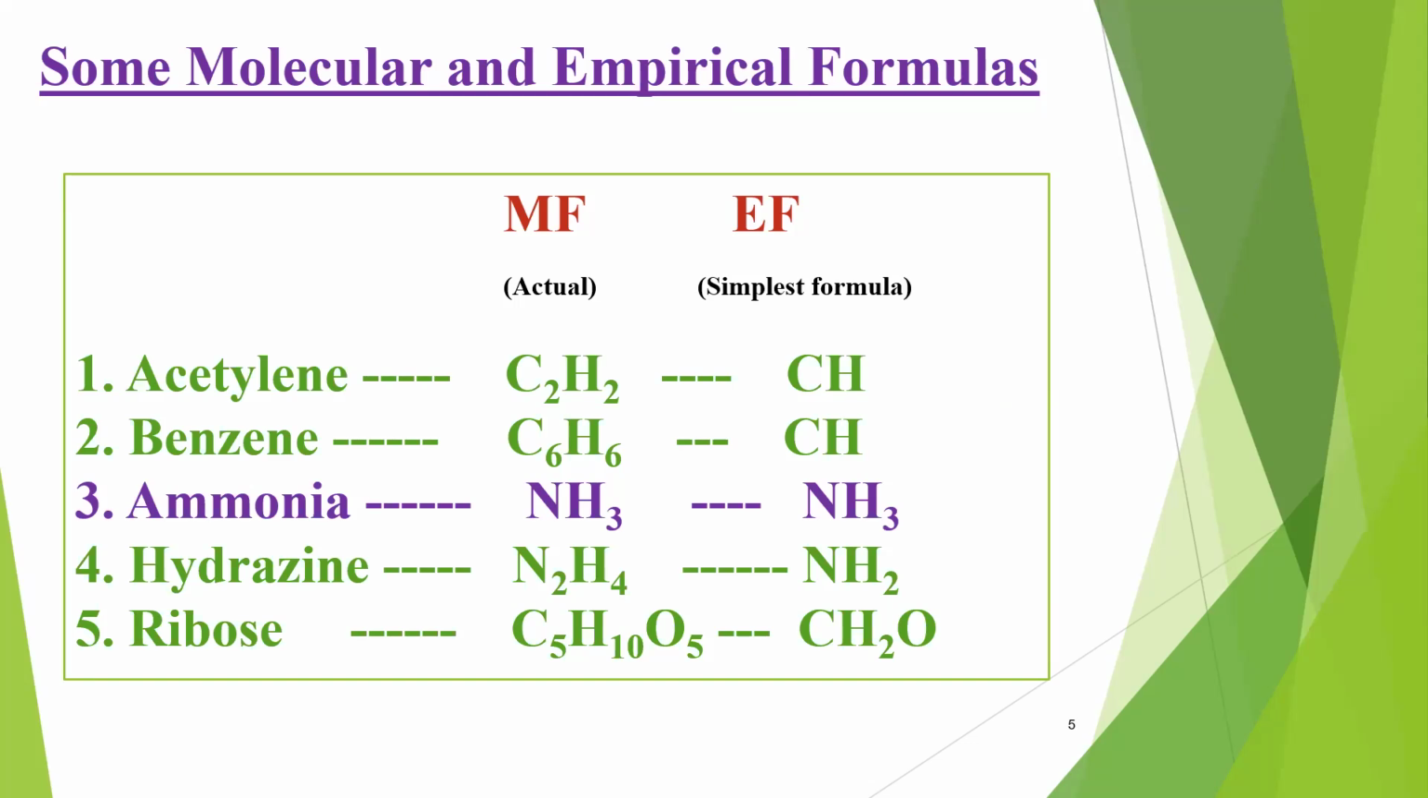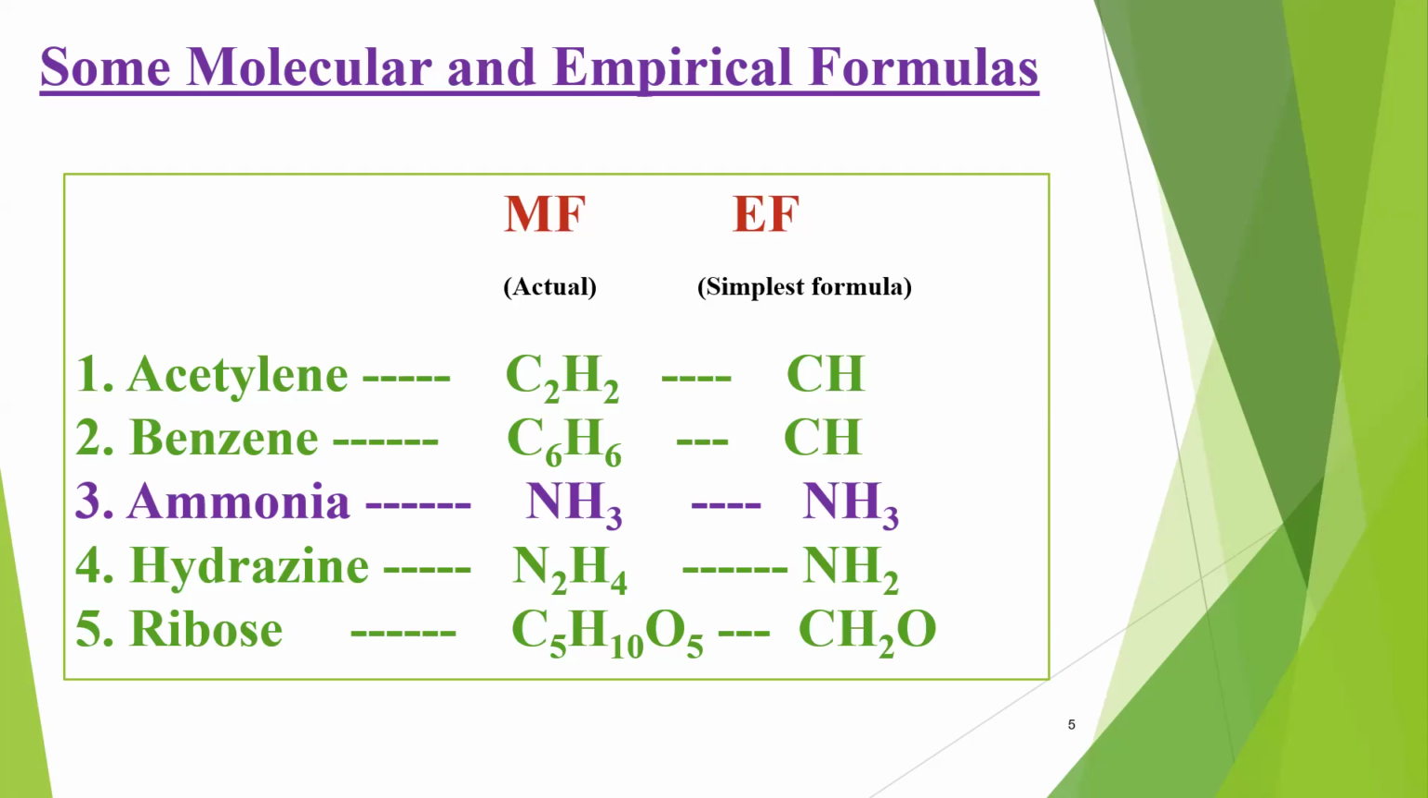Hydrazine, N2H4. Then empirical formula is NH2. Next ribose. Molecular formula is C5H10O5. Empirical formula is CH2O. It means you have to take the simplest ratio, indirectly how many carbon atoms, how many oxygen atoms, or nitrogen, hydrogen. Generally, you have to take the simplest ratio by dividing by 2 or 3 or 4, whatever it may be.